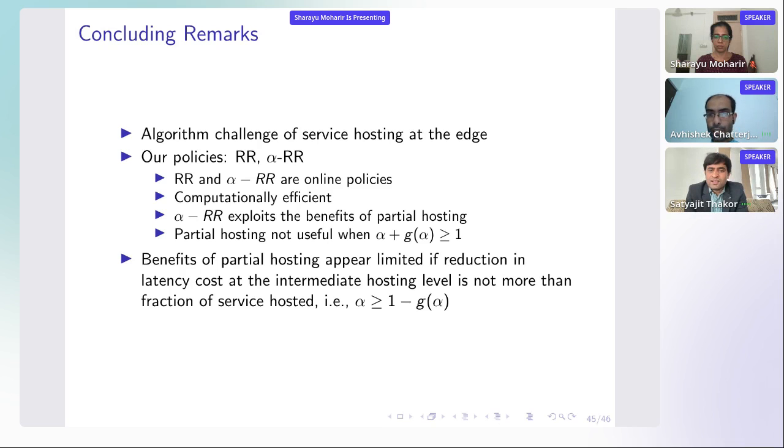There is one question in Q&A. Can any of these policies be used in conjunction with coding? Lalita from IIT Hyderabad.